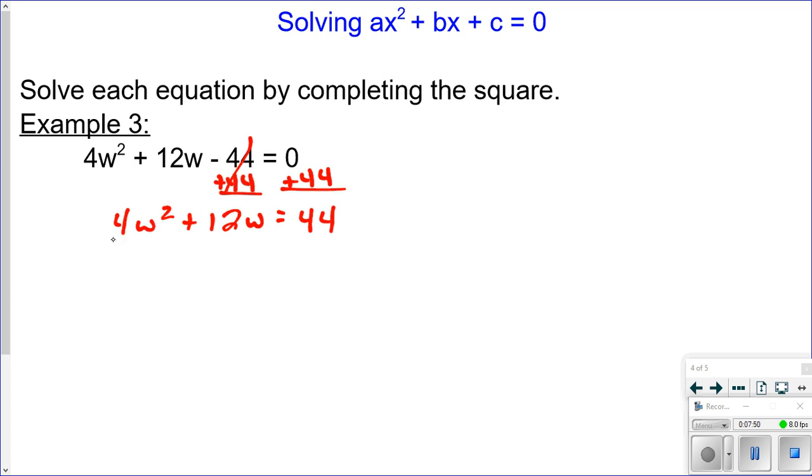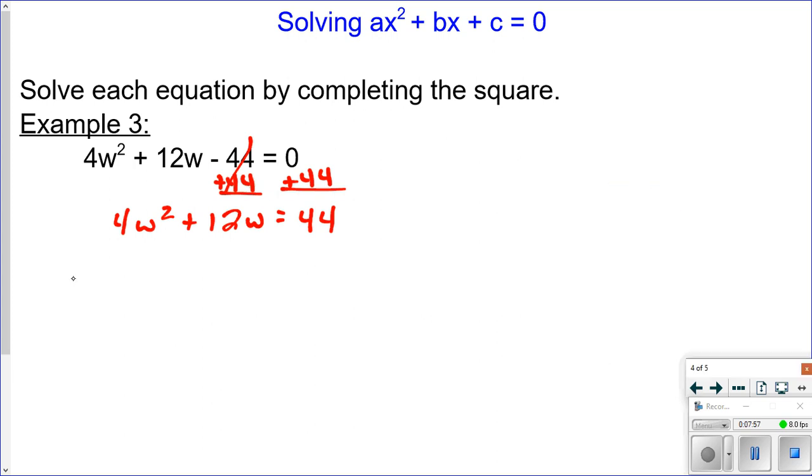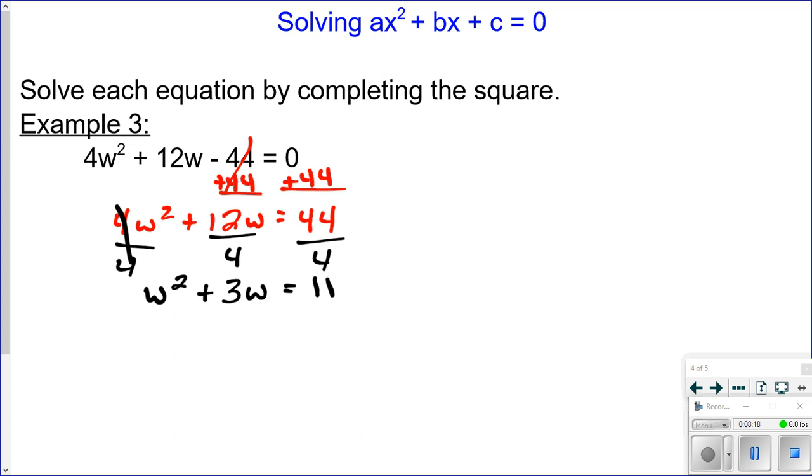Now I want to get rid of that coefficient on the w squared. So I'm going to divide both sides by 4. And again, I'm going to divide everything by 4 here. Don't forget that. Okay, so those cancel out. Now I'm left with w squared plus 3w equals 11. And now we want to complete the square.